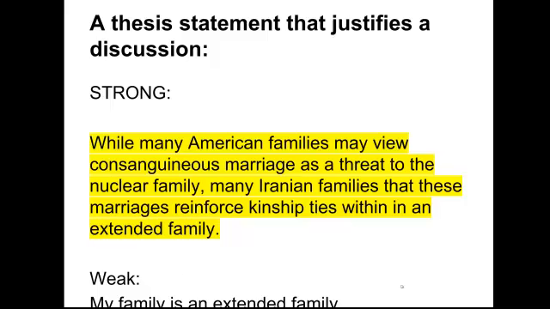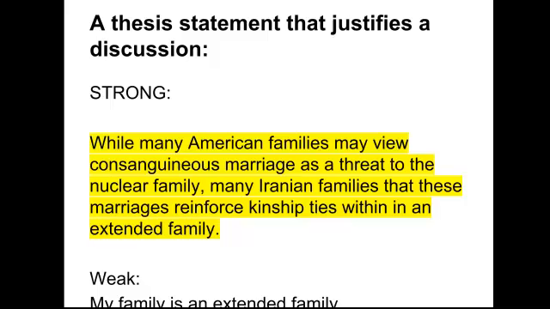Okay, a thesis statement that would justify further discussion. A strong thesis statement that justifies further discussion might read, while many American families may view consanguineous marriage as a threat to the nuclear family, many Iranian families feel that these marriages reinforce kinship ties within an extended family.